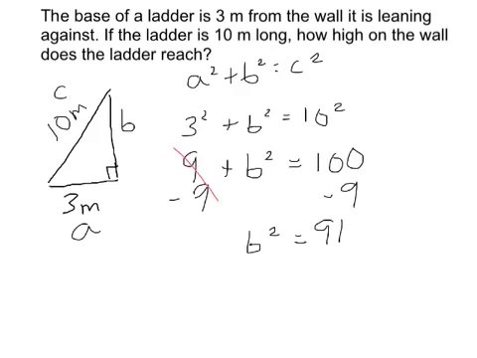Now, just like we did back in the algebra unit, all I have to do is find the square root of both sides. So I'm going to draw a little square root sign. And I'm just going to do this next part on my calculator. You'll have to trust that I am doing this. So the square root of 91 is approximately 9.5. So b is approximately 9.5 meters. So the ladder reaches 9.5 meters up the wall. Okay, so nothing too tricky.